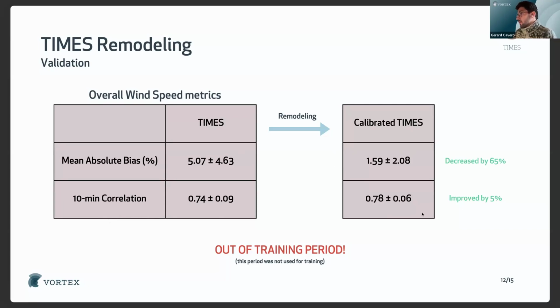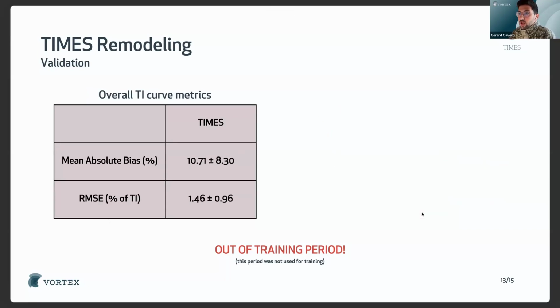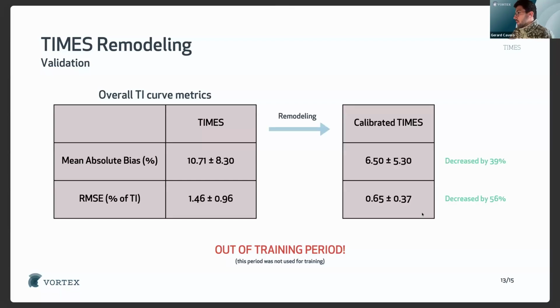This is for the wind speed, but we have also validated the turbulence intensity. So repeating a similar exercise, we start with 10.7% of mean absolute bias in the turbulence intensity curve, and 1.5 of root mean squared error. And again, the effect of this remodeling, of this calibration, helps us to improve these values significantly.